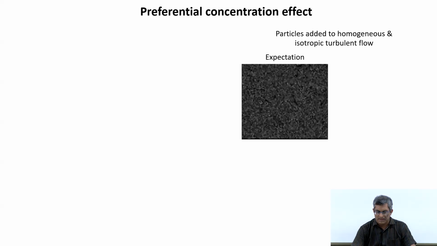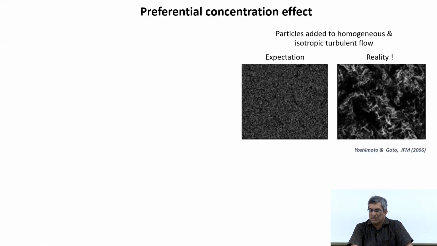Okay. So, you expect something like this. You have a flow in which particles are added. But in reality, what you may get is this. That is, particle distribution is non-random. Somewhere the particles have accumulated and somewhere there is a region of depletion. There are no particles like this here. And you see this throughout the domain. Now, the question is why this happens?